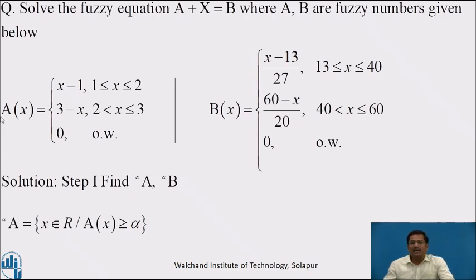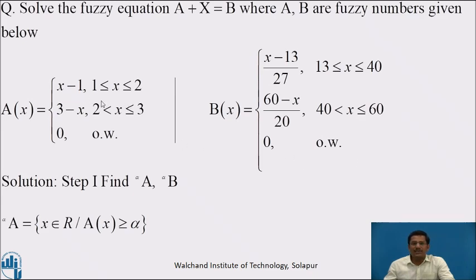Now here you can see that this A of x is defined in three stages actually, out of which one is 0. So ignoring it, for these two stages we have different ranges. By considering these two different ranges, we can find the initial and end point of the alpha cut of A, and the same procedure will be followed for fuzzy number B.